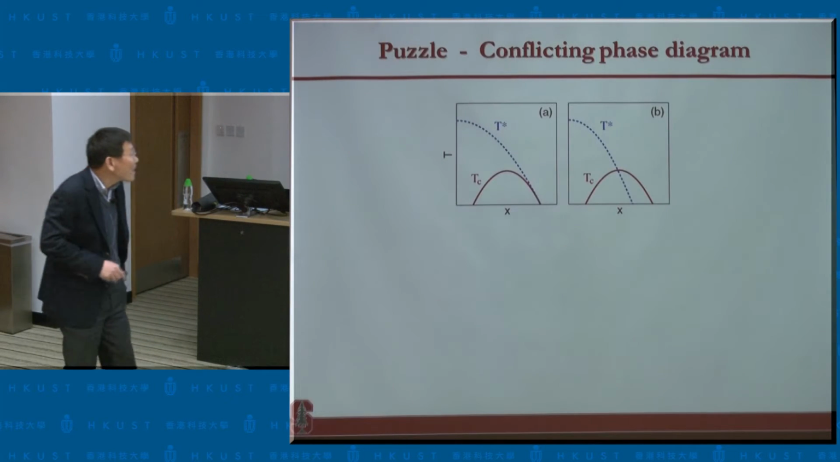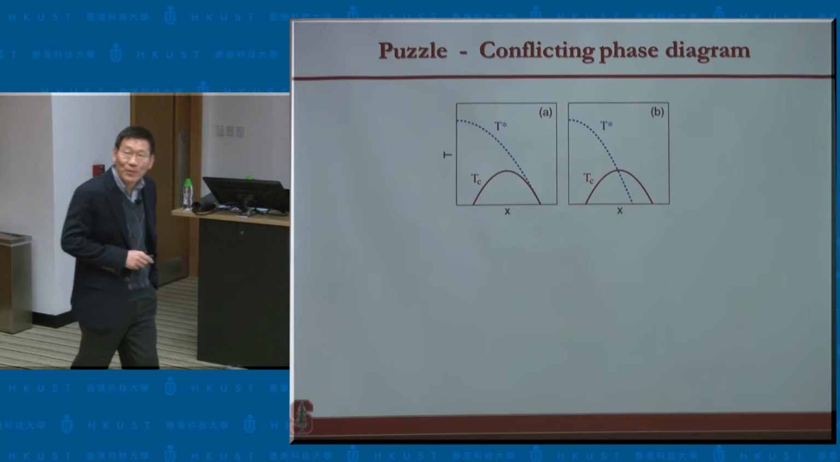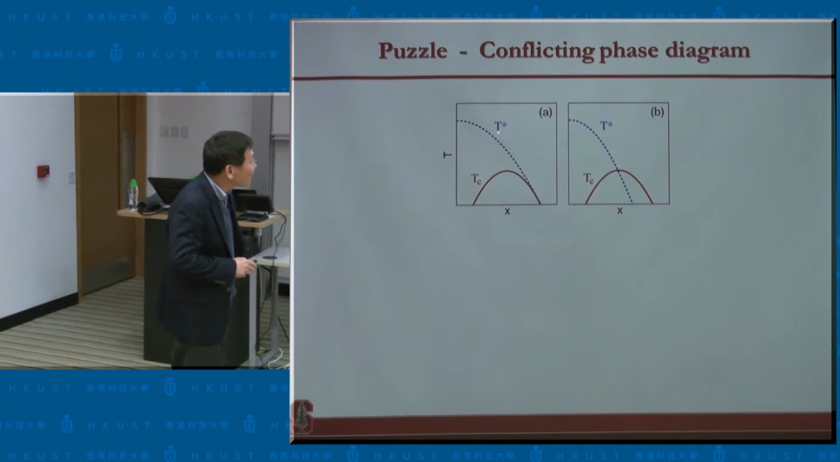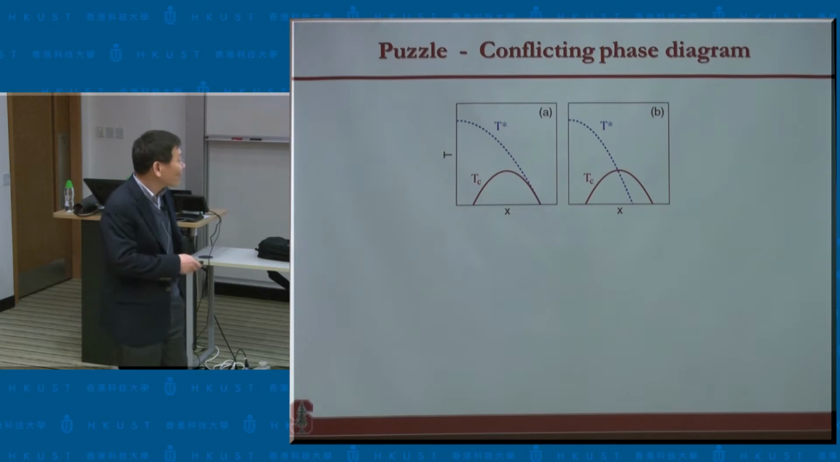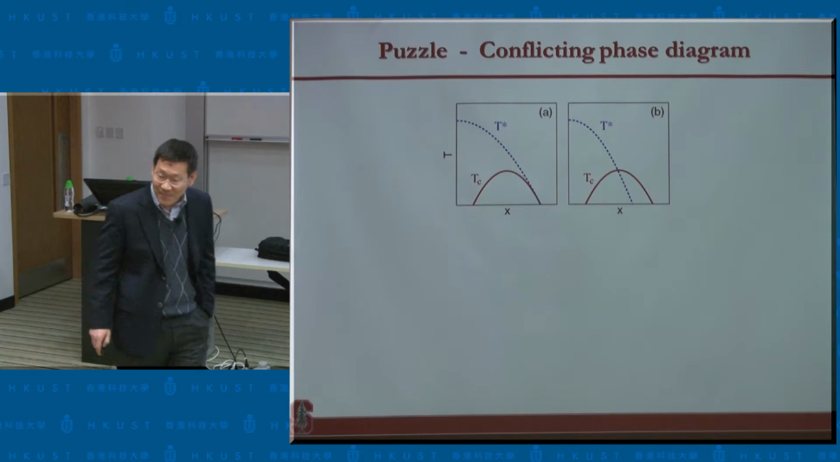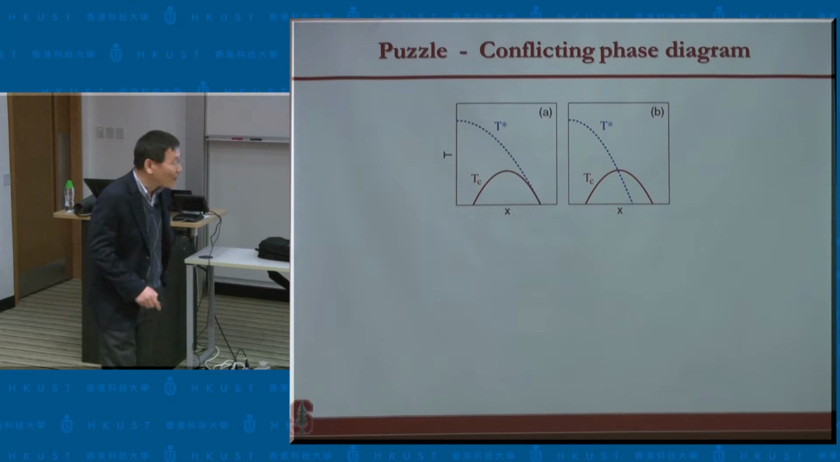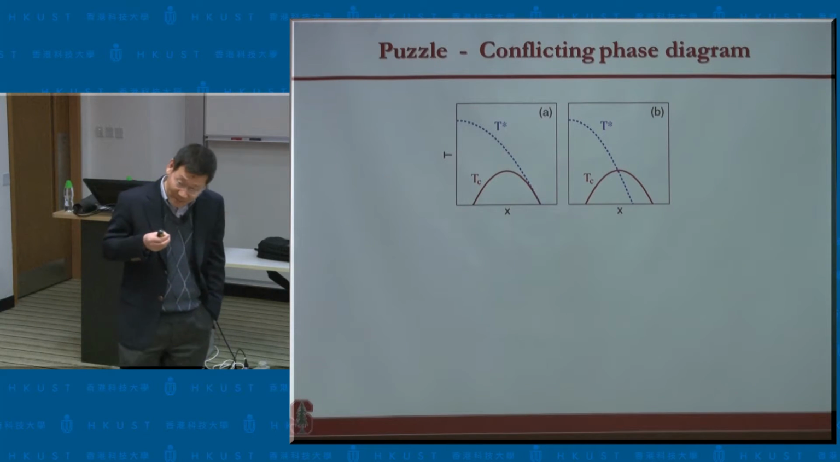Here is the puzzle. If you go to conferences in this field, you will see people giving talks and showing these two phase diagrams, A and B. When you look casually, there's a lot of similarity. But when you look carefully, you find that in this case, the T star line hugs the superconducting state, but in this case, the T star line cuts the superconducting dome. Conceptually, they are very different.